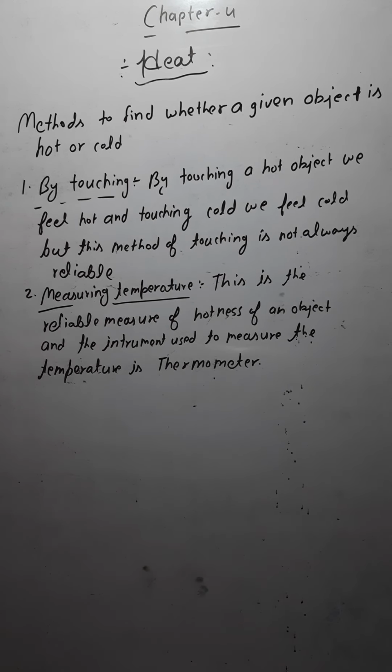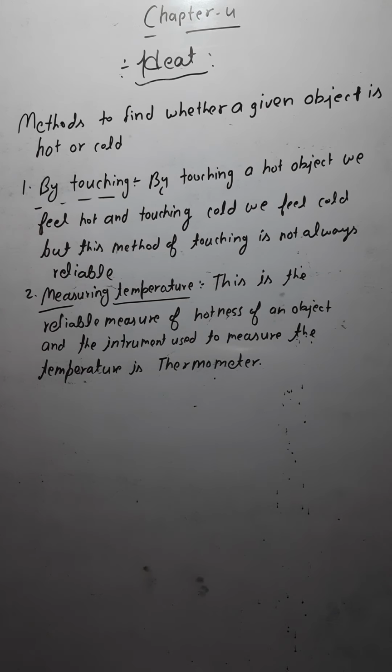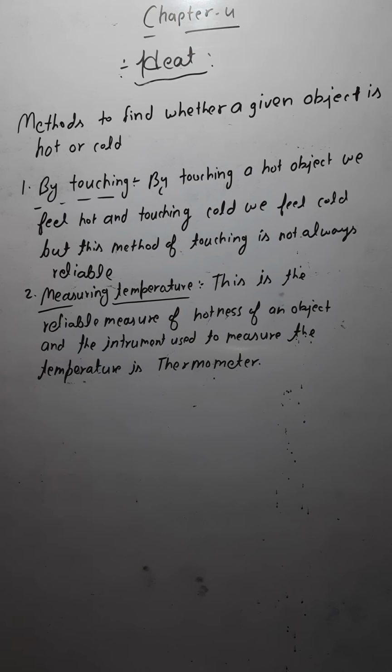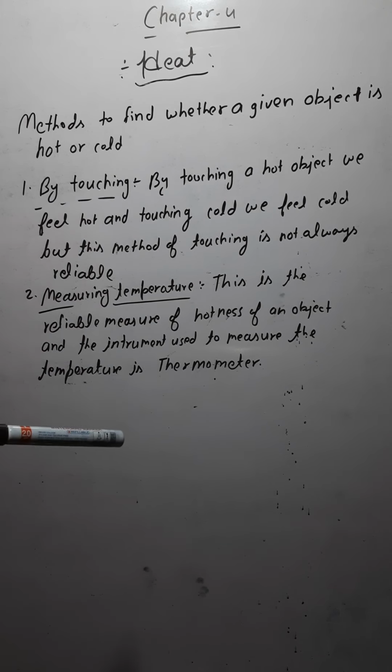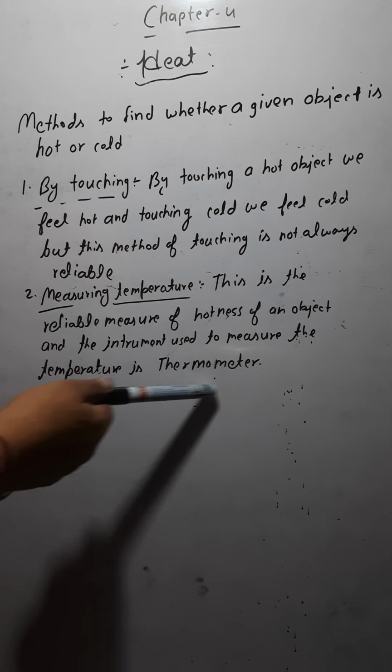So this is what you have to write in your notebook. We have two methods for finding out whether a given object is hot or cold. The first one is by touching. By touching an object, we can find out whether it is hot or cold. But this method is not always reliable, as we discussed: in the case of the three containers having different water, this method was not fit. So now we have the second method, that is measuring the temperature. Simply by measuring the temperature, we can differentiate between different objects. We measure the temperature by using an instrument known as the thermometer.